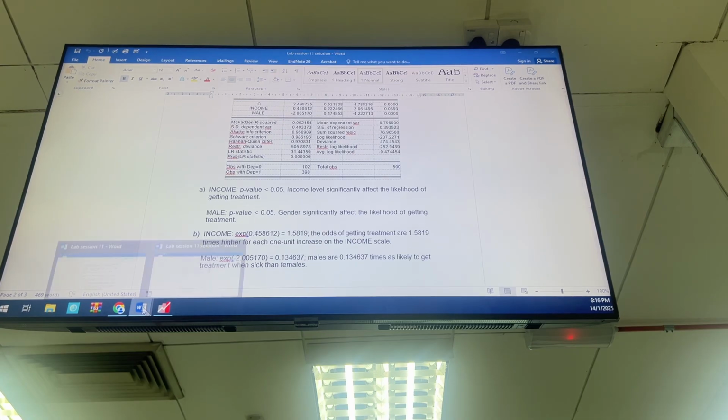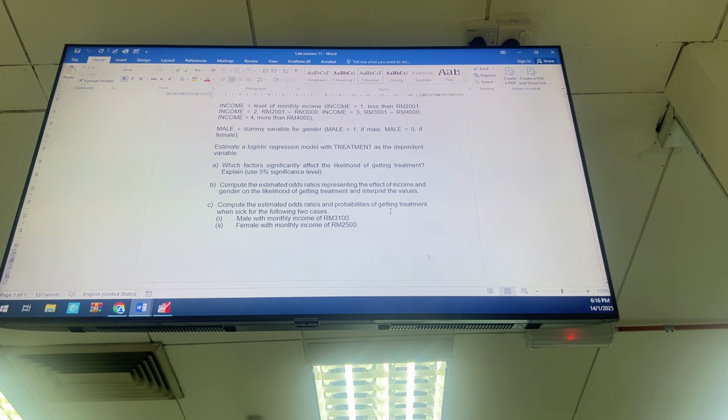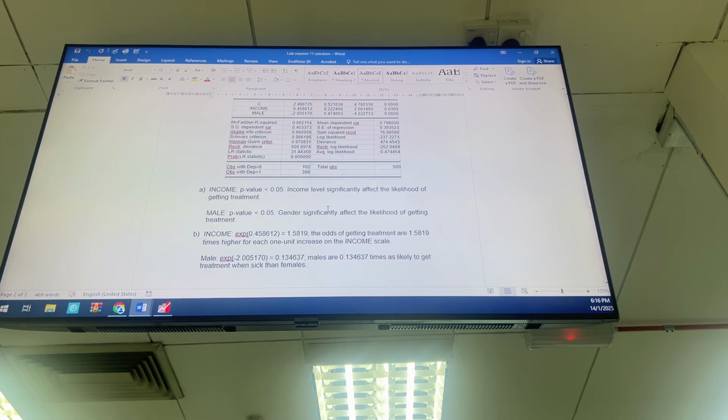And then B, compute the estimated odds ratio representing the effects of income and gender on the likelihood of getting treatment, and interpret the values. Okay, compute the odds ratio. So we just use the exponent of the log.